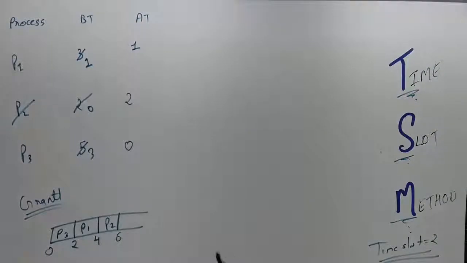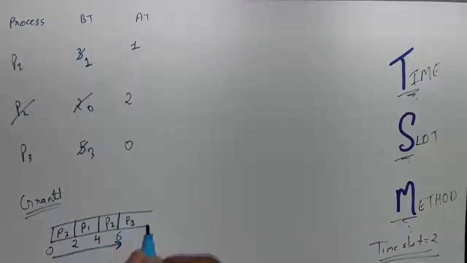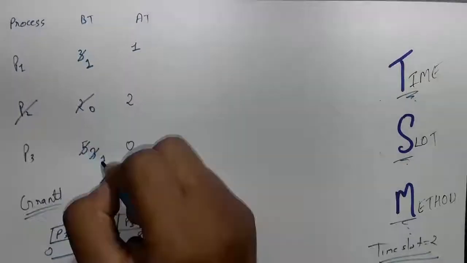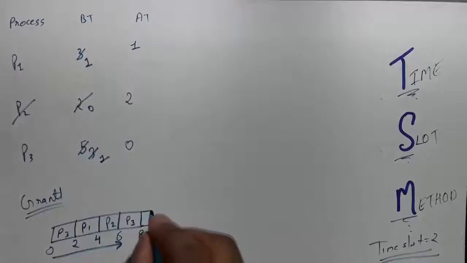The method in the time slot is that once you have taken all the processes, you have to again take the same series. For example, we have taken P3, P1, P2. So now we have to take again P3, then P1, then P2 if possible. Because there are only 3 processes, again we will take P3. And because the time slot is 2, 6 plus 2 will be 8. Now this 3 will become 1. And then again move the time slot.